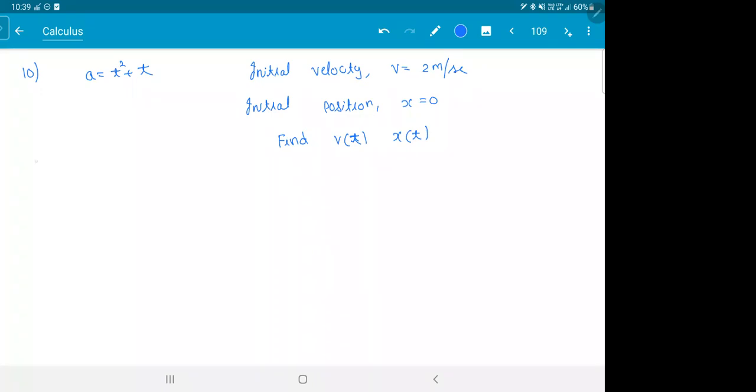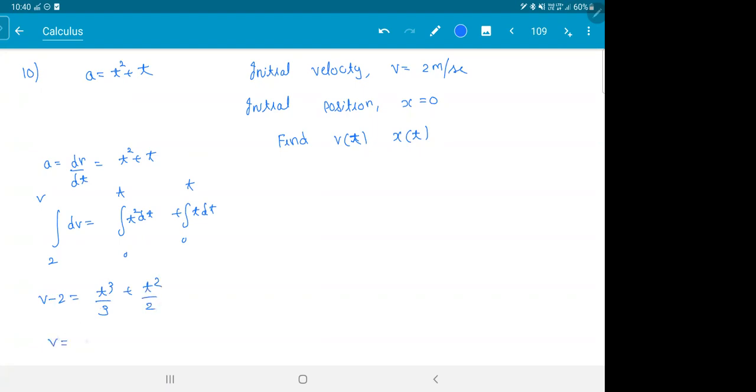Okay. So what you do now, you have to integrate. A is dv by dt, which is t square plus t. So dv would be t square dt plus t dt. The limits will be from 2 to v and 0 to t. This would be v minus 2 is t cubed by 3 plus t square by 2. So velocity is t cubed by 3 plus t square by 2 plus 2. What is v? dx by dt.